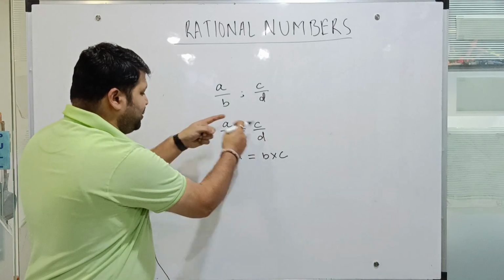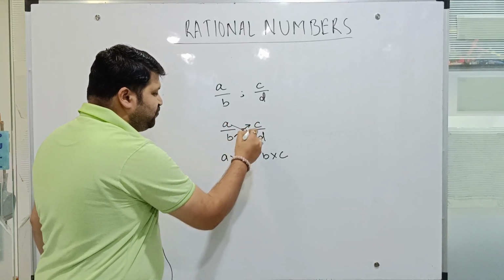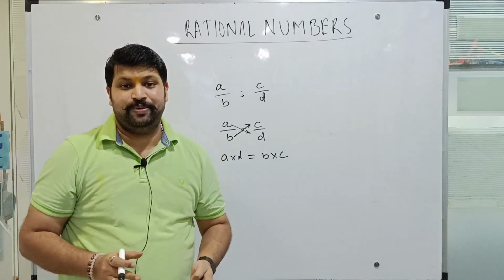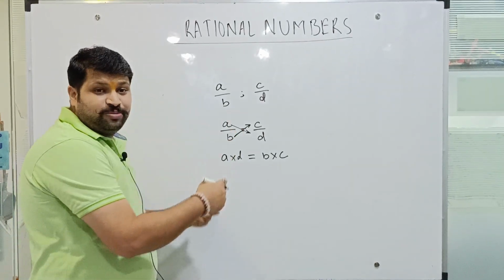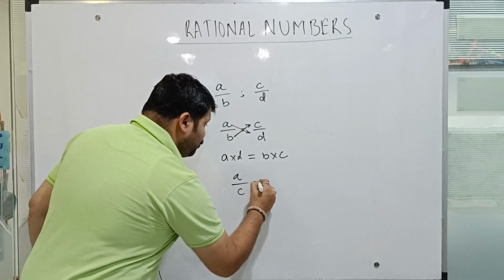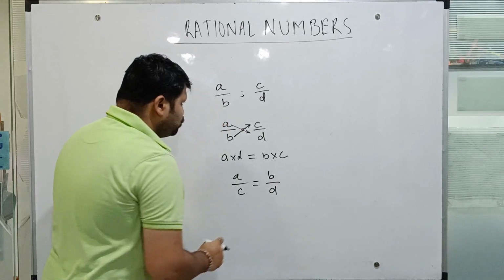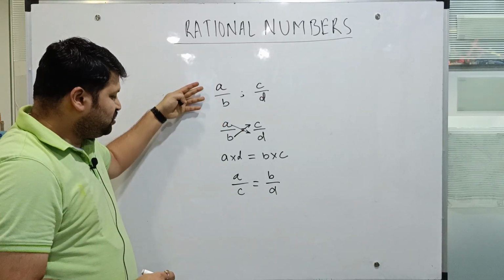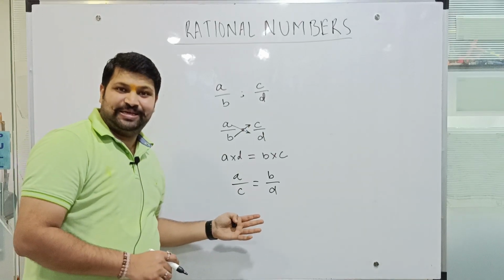That is, if I cross multiply them, I take the multiplication of these two, it should remain exactly the same. Moreover, we can change them and shuffle them and write it as A upon C equal to B upon D. So these two rational numbers and these two rational numbers are going to be exactly the same.